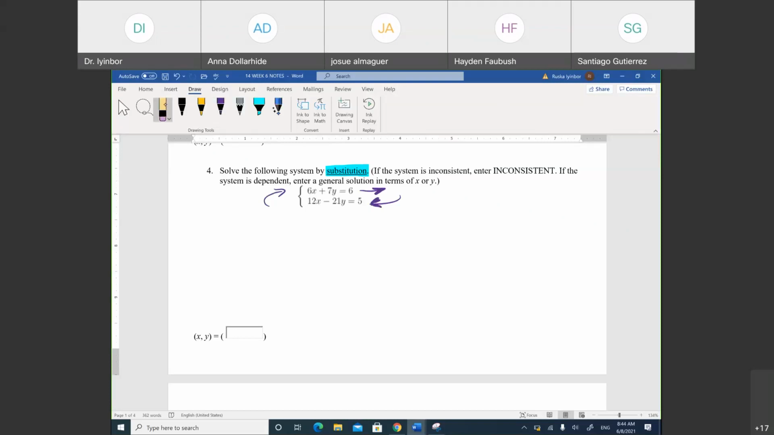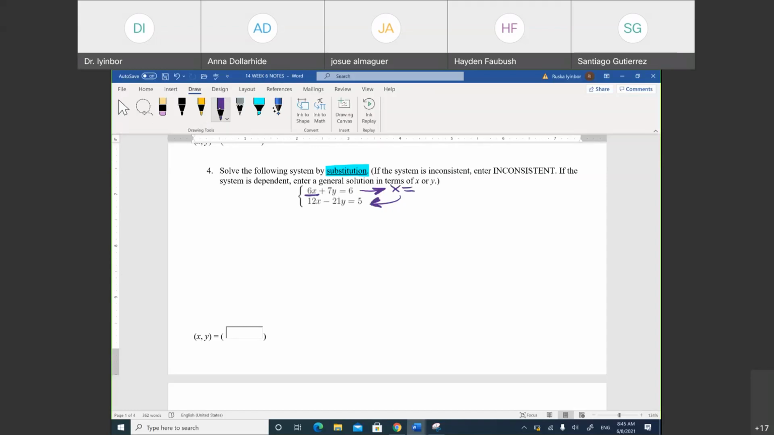How I pick? So this is the tip I'm going to give you. Usually I look at the numbers in front of x and y, and pick the one with the smallest number. So I'm going to solve for x in the first equation. So I'm going to take the first equation and I'm going to get x by itself. I'm going to say what is x equals. So how you do that? I'm going to solve it on the side.